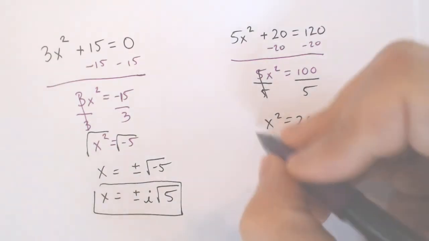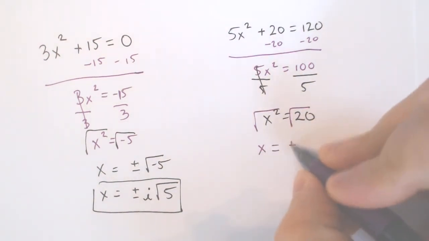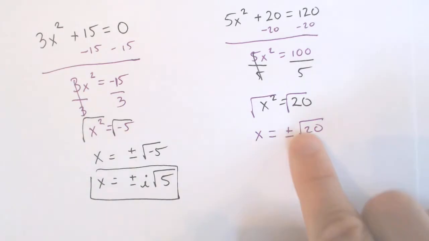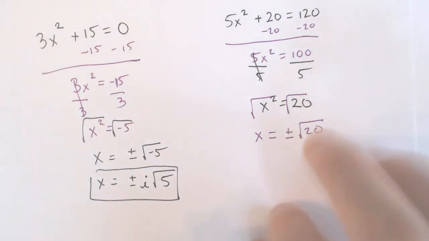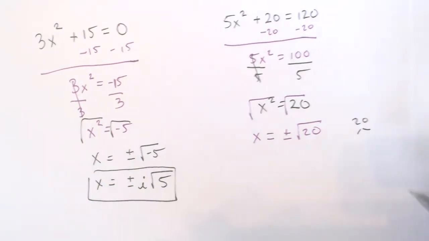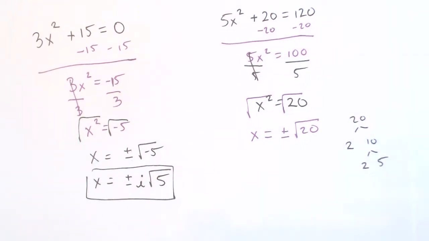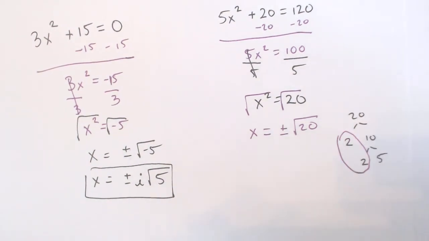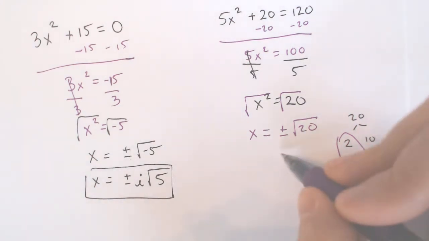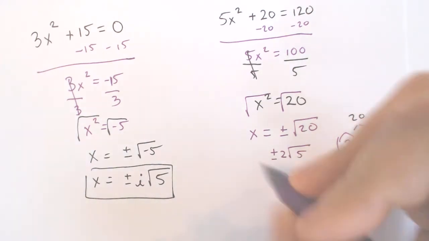And then I square root. Now here's where solving by square root still involves some actual math, because you do need to write this in simplified radical form. And the way you do that is by breaking down the 20 to 2 and 10, and then 2 and 5. You're looking for pairs. I show how to do this, simplifying a square root, in a different video, but the number that is paired up goes on the outside, and the number that is left over goes on the inside.